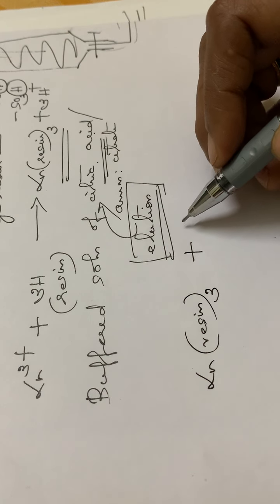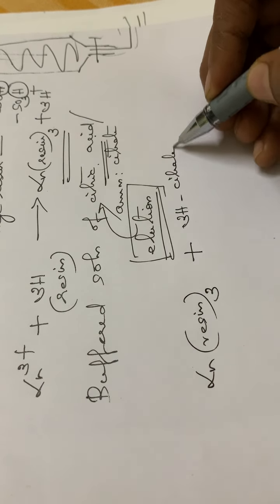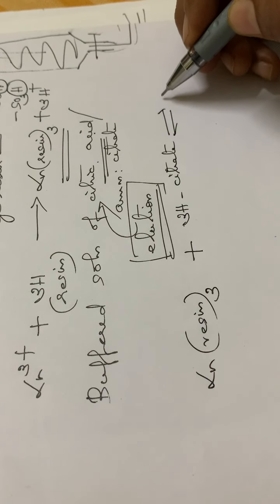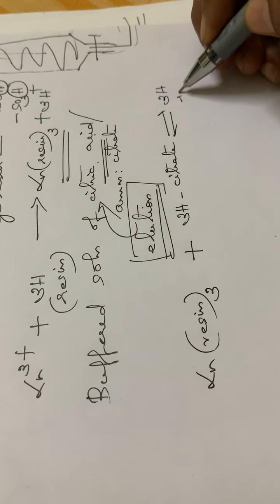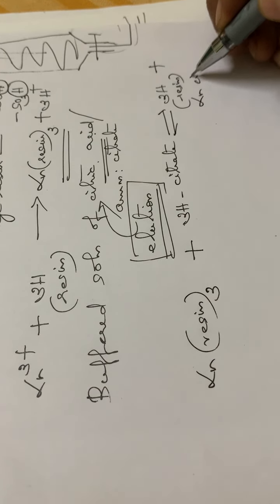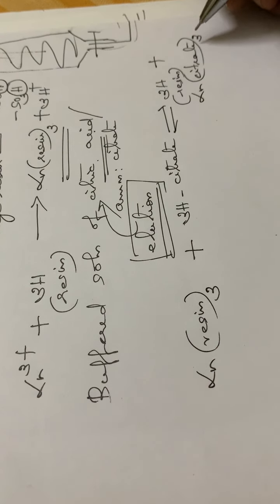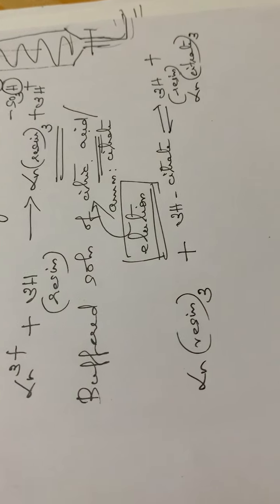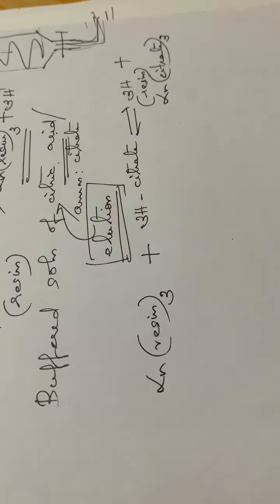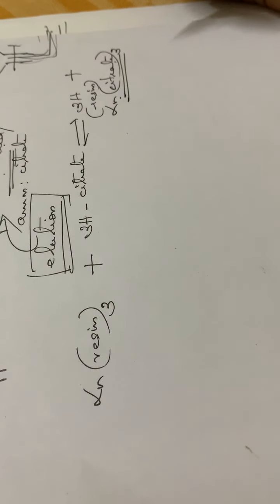To that, we are adding the citrate solution, 3H citrate, a citric acid solution. Then what happens is that we will be having 3 hydrogen remaining in the resin, plus lanthanum citrate. That is, a lanthanum citrate complex will be formed, and it will be coming out through this portion. As the citrate complex comes down, the lanthanum 3+ also comes along with the citrate ion.